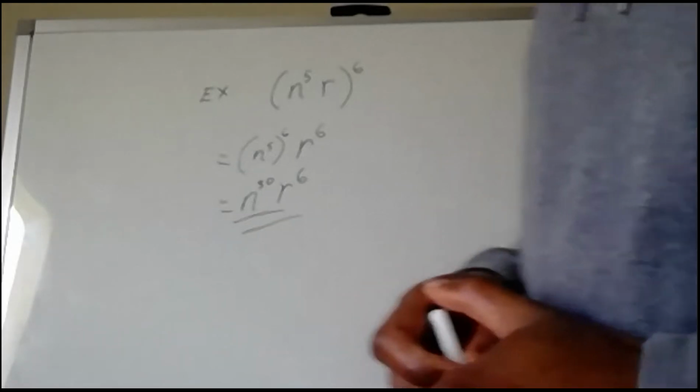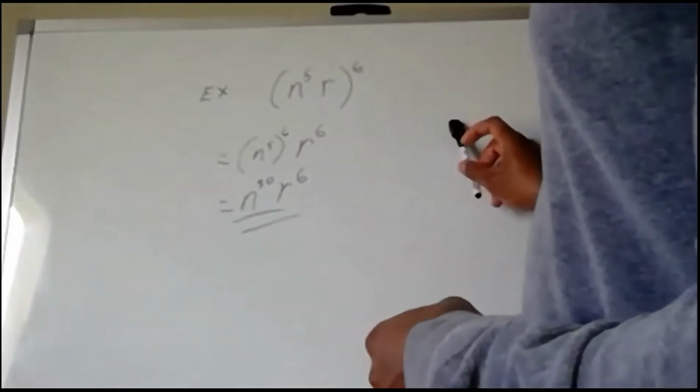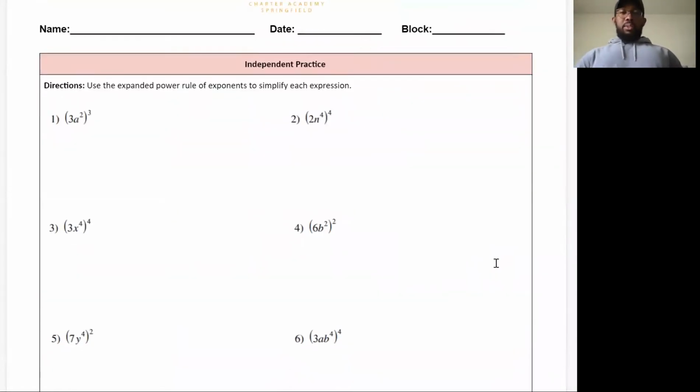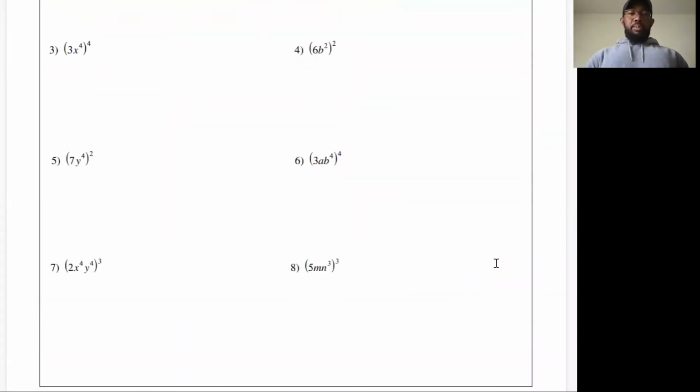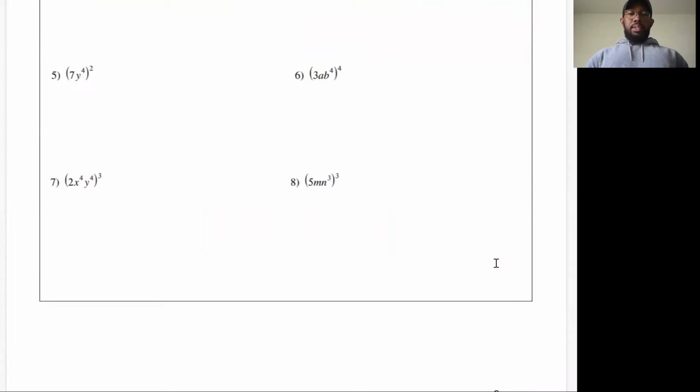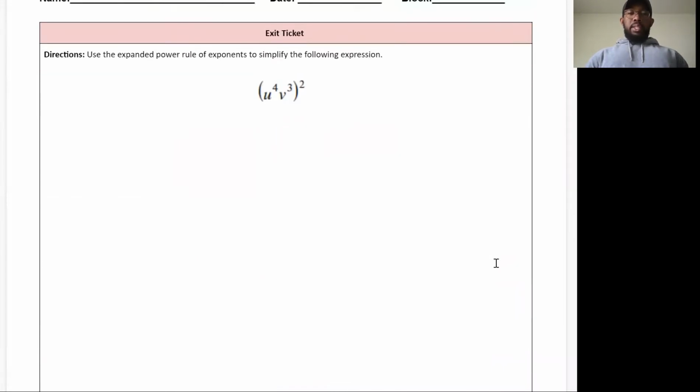All right, guys. I'm going to share my screen with you one more time, just so we can finish looking at today's student-facing document. You are going to do the independent practice. You have 8 problems here, and you're also going to do your exit ticket and upload that exit ticket to Google Classroom so that I can give you feedback and a grade.